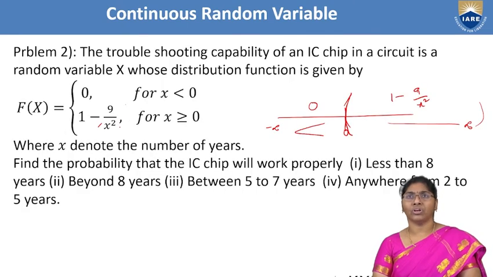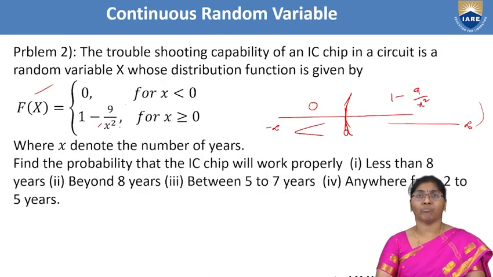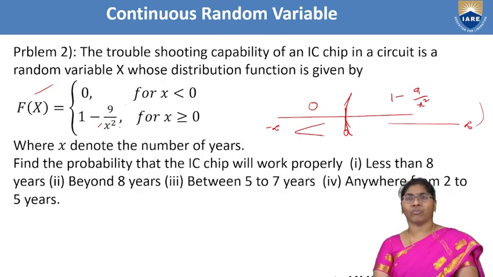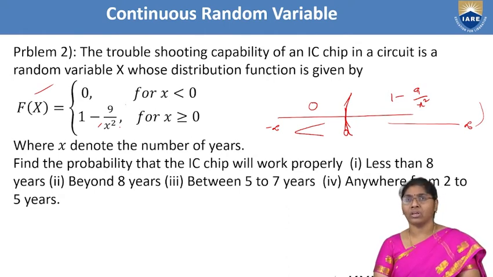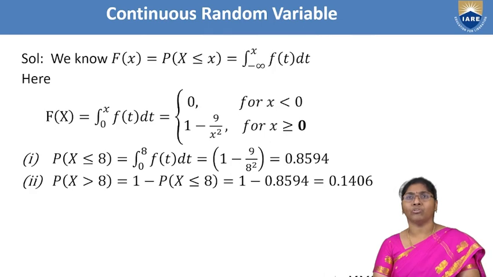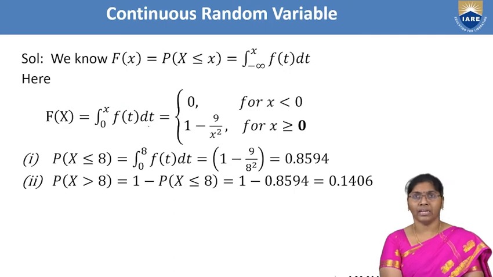Here we are using the density condition for the IC chip. For example, in this method we are using the density method. Why? Because the given data is small f of x and capital F of x. Small f of x is a continuous random variable. Capital F of x is the cumulative distribution function. Now, capital F of x equals the integral from 0 to x of f of t dt.